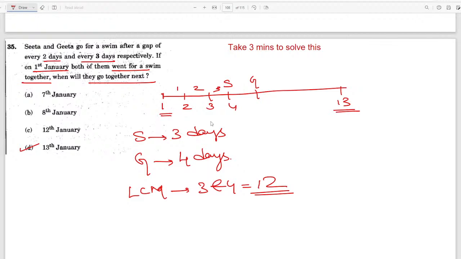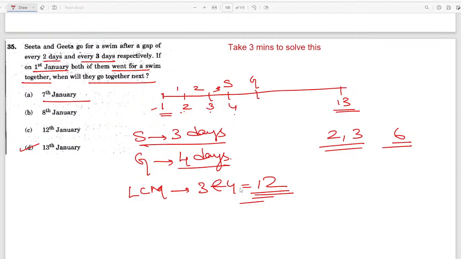People who have got option A have just directly taken 2 and 3, and taken the LCM of 6 days, and then added 6 days to the first day, and they've got 7. But they are saying that they are going for the swim after a gap of 2 days. So Sita is not going on 2nd, and not going on 3rd, but she's going on 4th. So that means after a gap of 1, 2, and 3 days. So that is 3 and 4 days, and the LCM is 12.